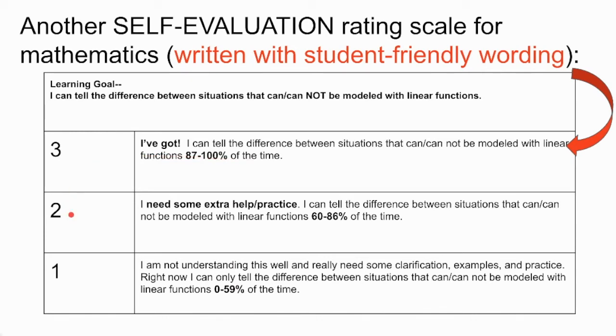A rating of 2 meaning, I need some extra help in practice, and I tend to do it this much of the time. And at a rating of 1, I'm not understanding this well and need some clarification, examples, and practice. Because right now, I can only tell the difference between situations that can and cannot be modeled about 0 to 59% of the time.